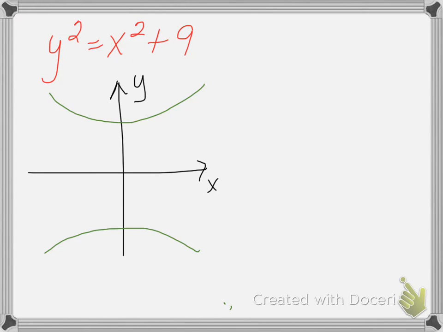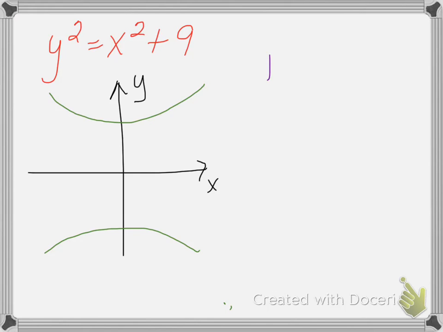Okay, these are the answers for the multiple choice questions 26 to 34. So this is question number 26, and it's asking you about the graph of y squared equals x squared plus 9. So if you graph it, this is what it will look like.